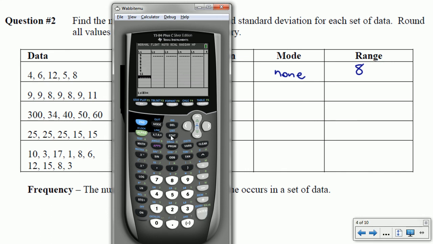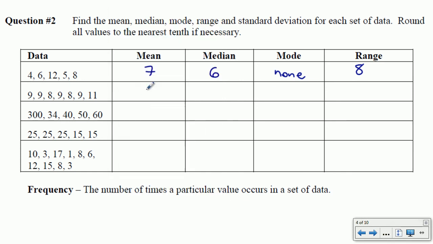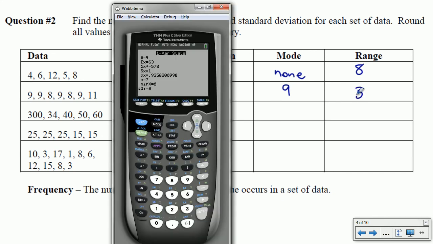And if we want the statistics on that, we go Stat, Calc, One Variable Statistics, L1, Calculate, and there's everything we need. So the mean is 9, median is 9, the mode we can determine visually here is 9, and the range is 3.